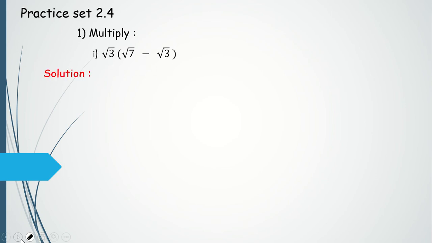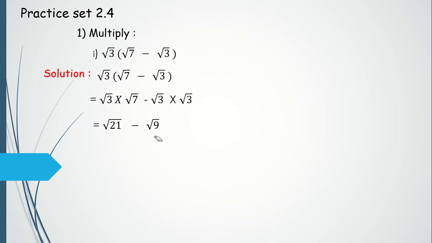So what do we get? Root 3 into root 7 minus root 3 into root 3. So that is going to be 7 3s are 21, root 21, minus 3 3s are 9, root 9. Now root 9 is going to be 3, we know that. It is a perfect square. And this root 21 will remain as it is. Okay, here there is a slight mistake. This is supposed to be root 21.